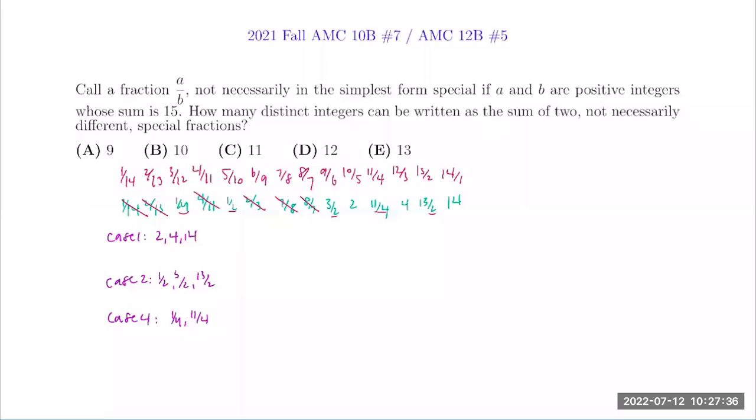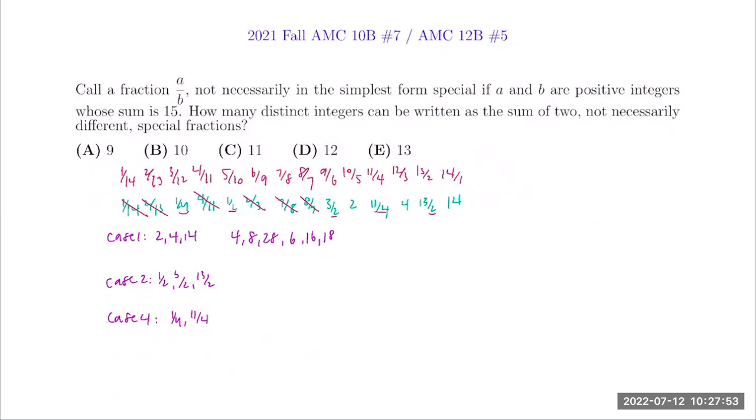So let's look at the respective sums from each of these cases. Each number can first sum to itself in the first case, so that becomes 4, 8, 28 as possible sums. And then we have 2 plus 4, which is 6, 2 plus 14 is 16, and 4 plus 14 is 18. Now let's look at case 2.